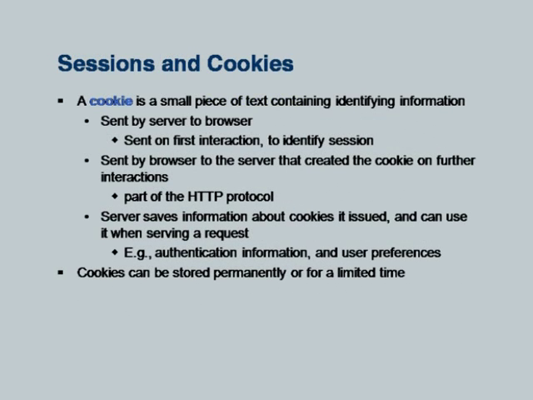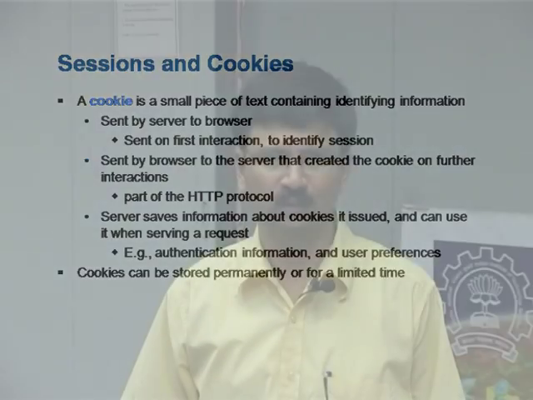What is a cookie? It's just a small piece of text containing identifying information. Now, what is this identifying information? It's some usually randomly generated set of characters which the application or the web server will send to your browser after authenticating you. So typically it can be used for many reasons. So cookies are used for tracking individual users, for dealing with ads and so forth.